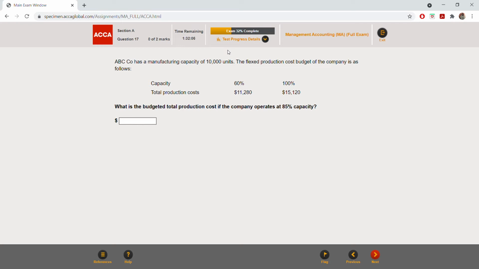Then for the fixed cost at the highest output level, what is it? Highest output level total cost minus the variable cost per unit, 0.96 into 10,000 units. That will give you 5520. Now at 85% capacity, the budgeted total production cost will be what?